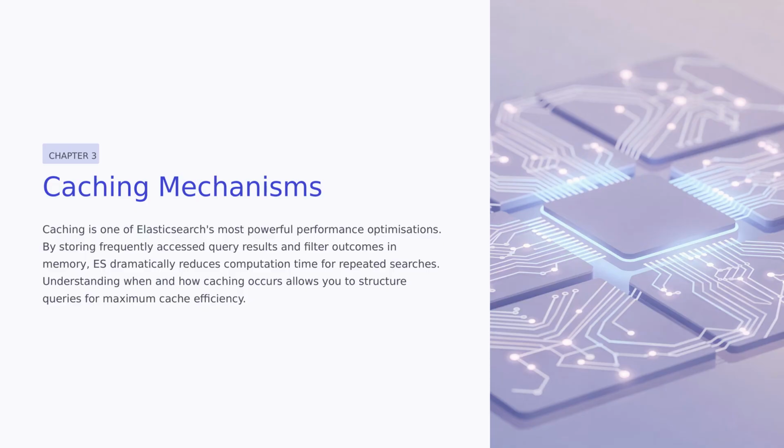Caching mechanisms in Elasticsearch, a powerhouse for performance optimization. By storing frequently accessed data in memory, Elasticsearch slashes computation time for repeated searches. Let's dive into how and when caching works to supercharge your query efficiency. Picture this: your queries running at lightning speed, thanks to Elasticsearch's robust caching system. Master caching to turbocharge your search performance.